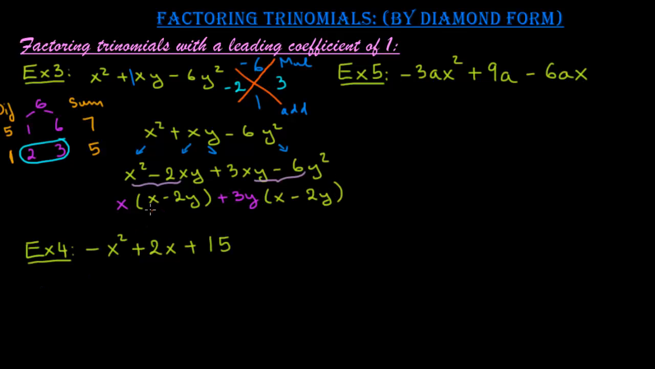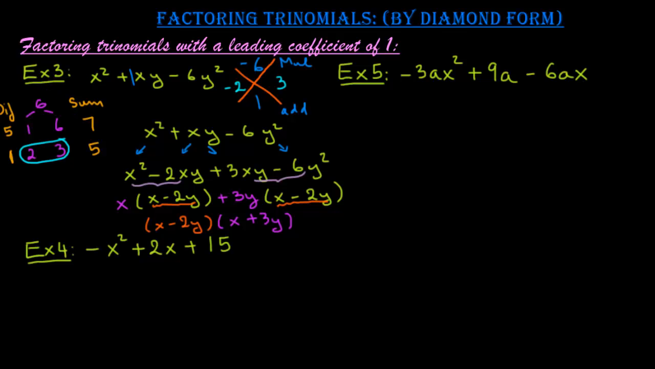I'm reminding you of this so many times. Anytime we do the grouping 2 by 2, we always have a like binomial so that we can factor it out one more time. So you have x minus 2y times x plus 3y. And that is our final answer for example 3.